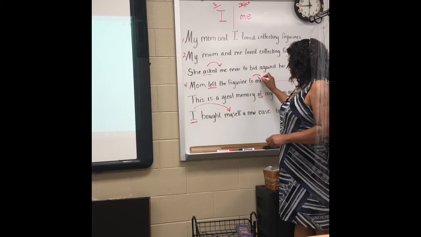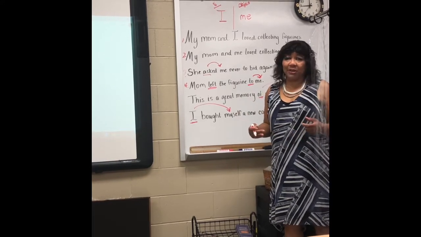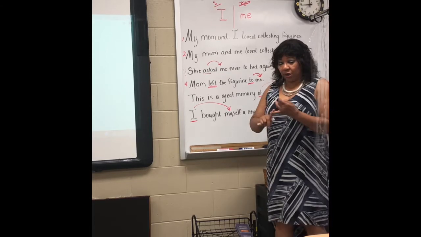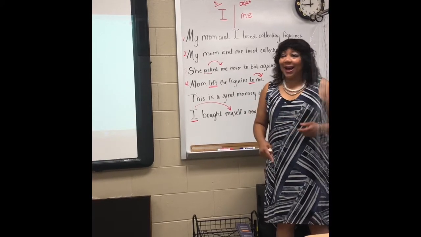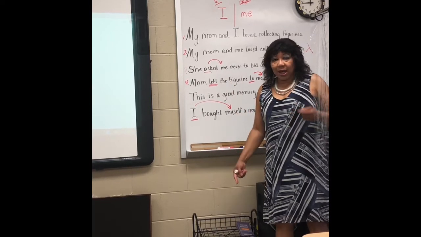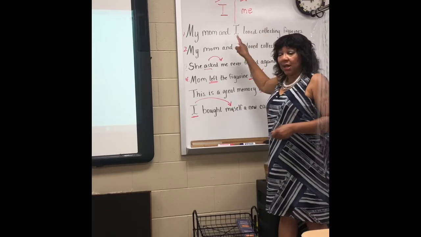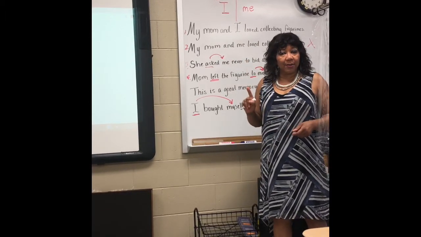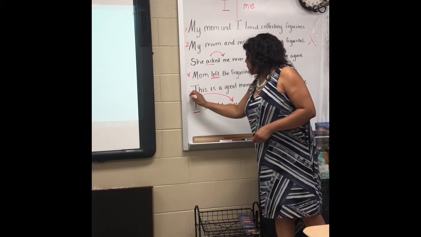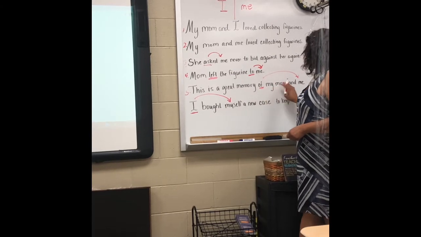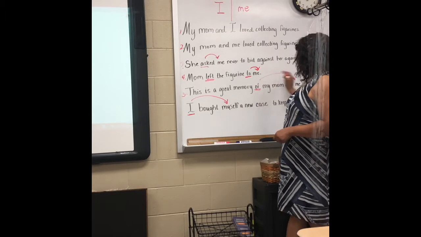Me is actually an object of the preposition. To is a preposition. You don't even have to know what prepositions are. But know if you use the word to, for me, to me, beside me, alongside me, any of those, you're going to use the word me. Again, because me is always an object. It is never the what? Subject. Never the subject. Look at sentence number 5. This is a great memory of my mom and me. That's another preposition. Of, and then you have me.